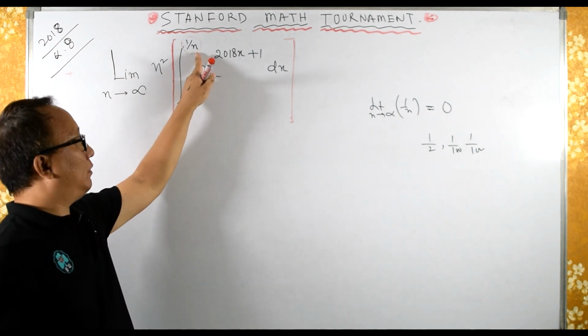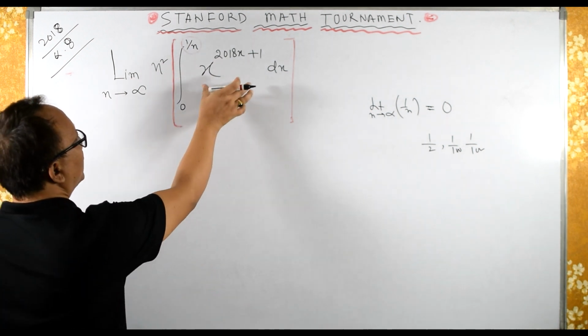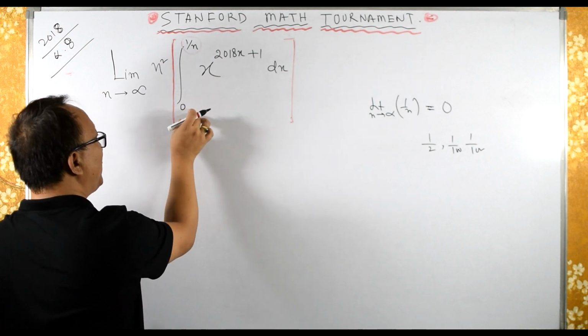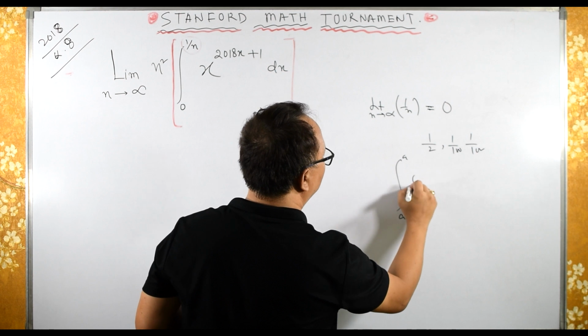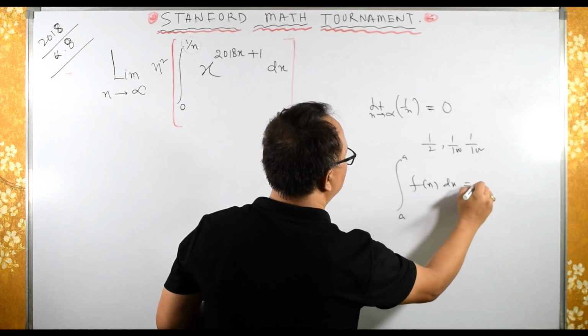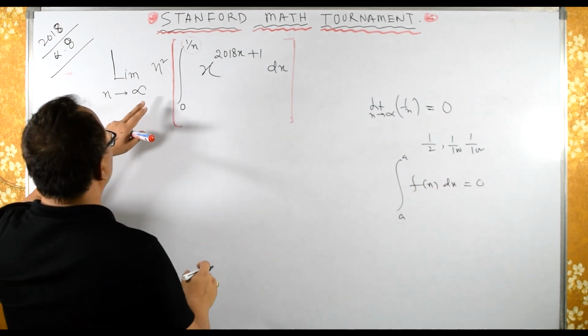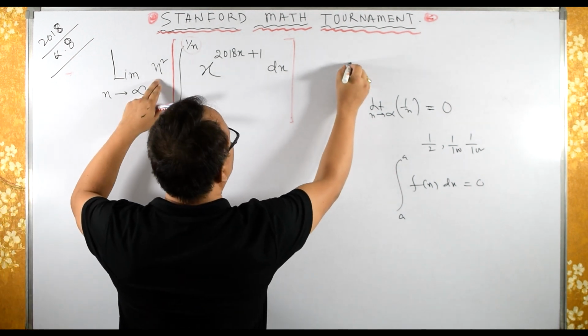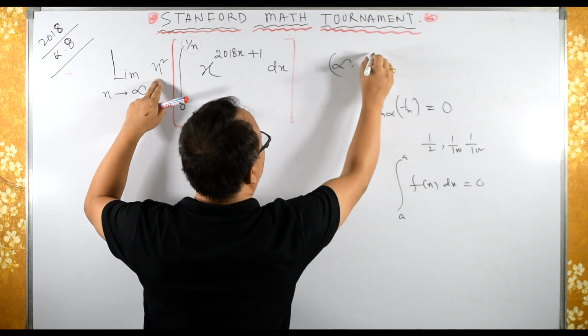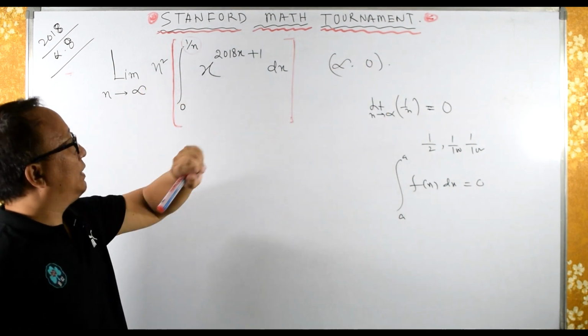So therefore this becomes 0. Integral of anything, if the upper limit is the same as the lower limit, meaning we have the integral from a to a of f of x dx, this integral becomes 0. So now this limit is of the form infinity into 0.